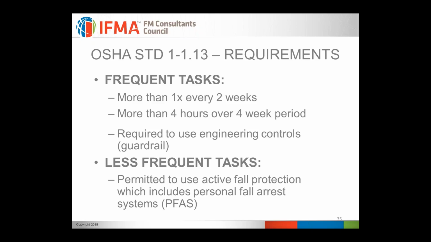They state that if you have a task that is performed frequently, which they define as more than once every 2 weeks or more than 4 hours over a 4-week period, then you have to use engineering controls or a similar method, such as a guardrail or an aerial lift, and you can't use personal protective equipment to provide protection for those frequent tasks. If you have less frequent tasks, then they give you that permission. So here's a regulatory reason why reducing PPE is a good idea.